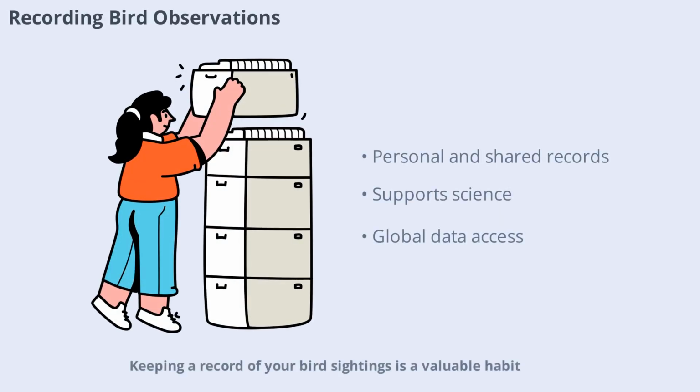Keeping a record of your bird sightings is a valuable habit. Many birdwatchers use personal diaries, but sharing your data with citizen science platforms like eBird helps scientists track bird populations and study trends. The eBird app, managed by the Cornell Lab, allows you to create checklists, upload photos and sounds, and explore global bird data. Your contributions help build a better understanding of bird distribution and the effects of climate change in India.